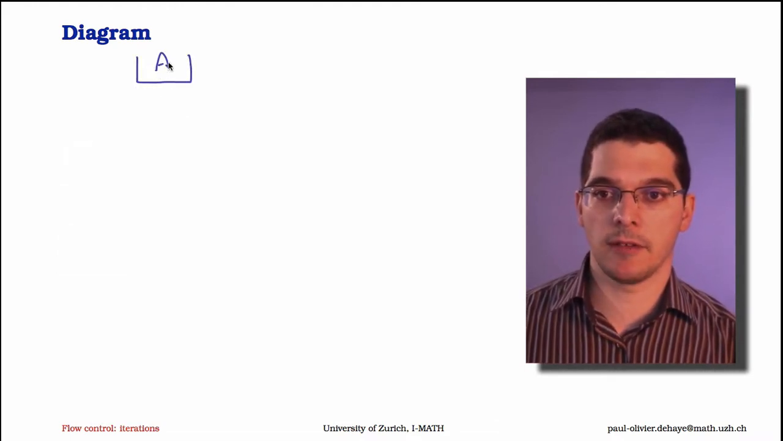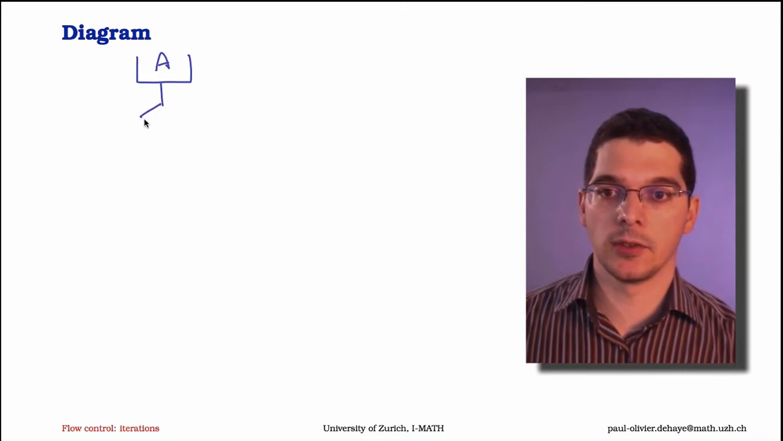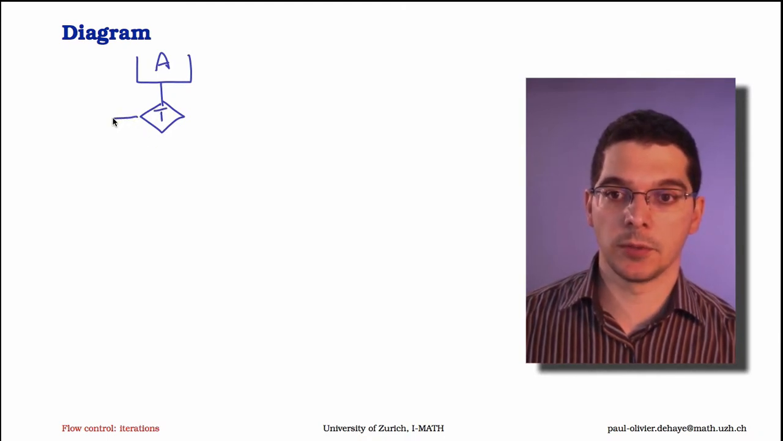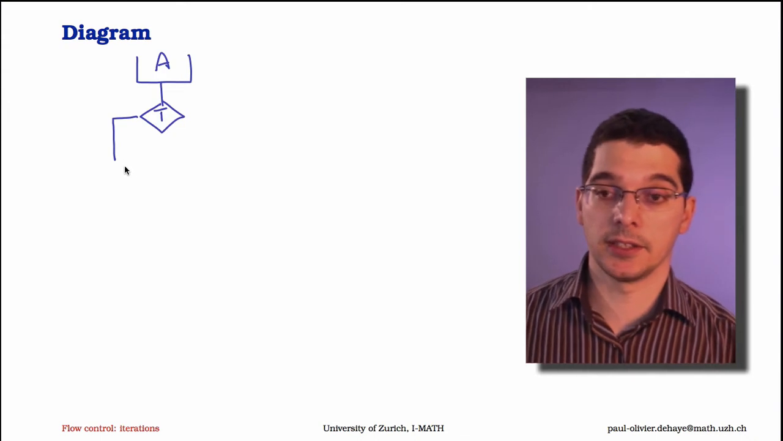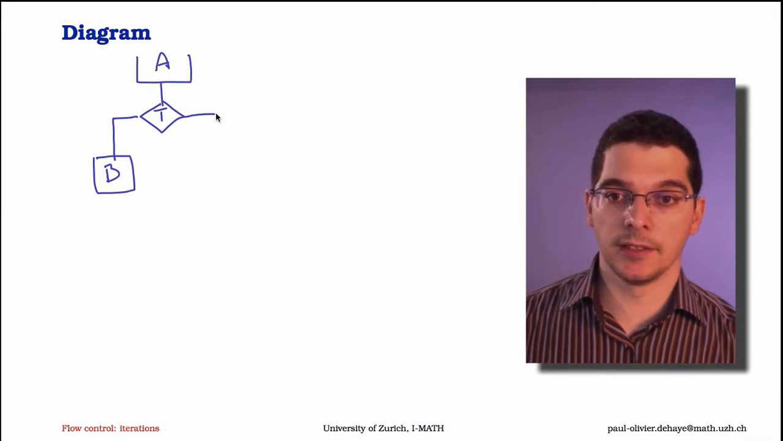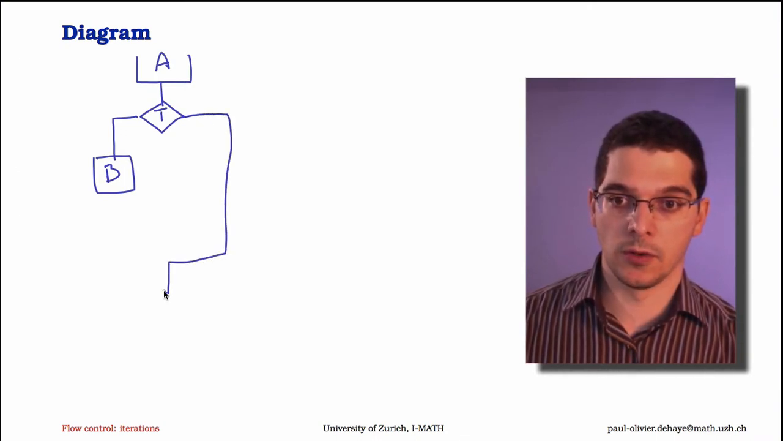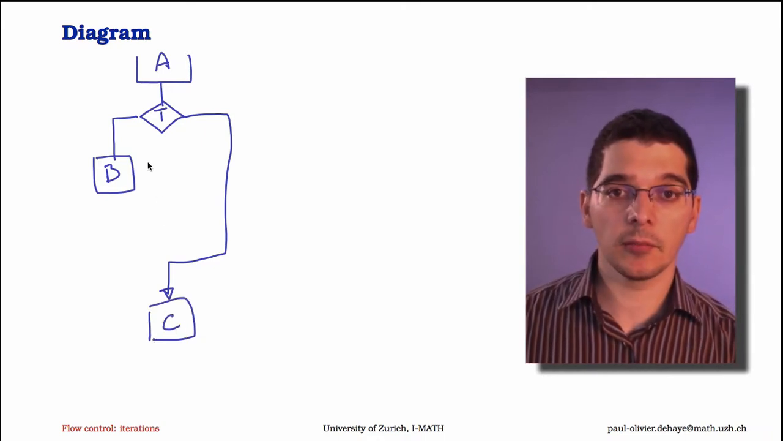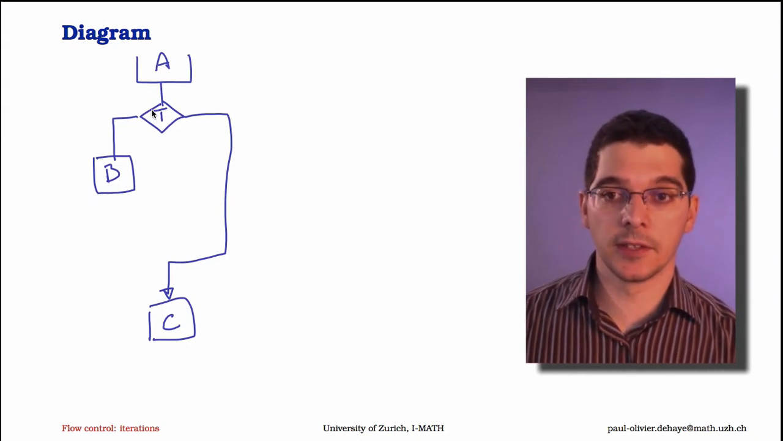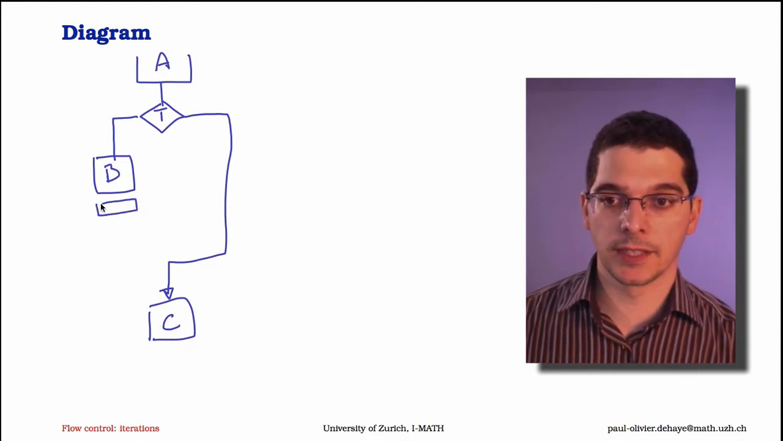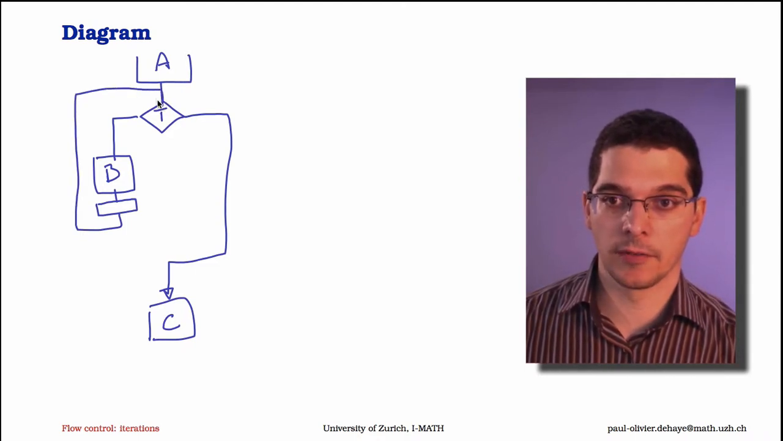So let's say we have a block A, and then we execute a test, let's call it T. And we have two options. Either this test succeeds, and in that case, we execute block B. Or this test fails, and in that case, we go all the way to executing code C. But the catch is that if the test succeeds, we go through B, and then maybe some other additional little segment of code. But then we go back here.